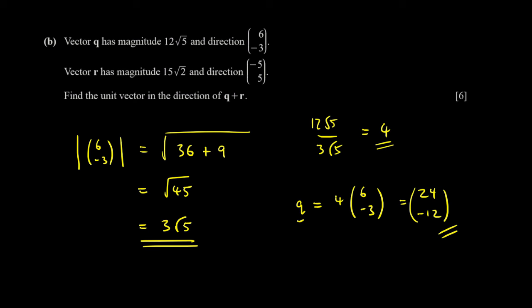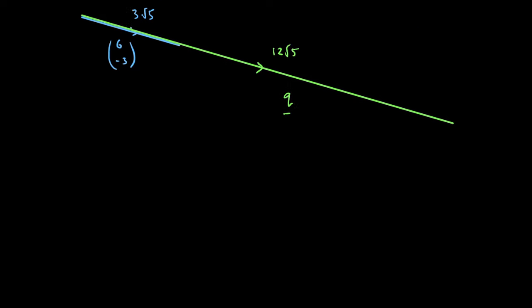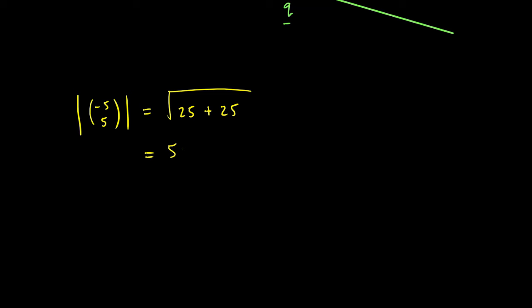All right, let's do the same thing for vector r. So this has got direction (-5, 5). So we're going to find the magnitude of that guy. The magnitude of (-5, 5) is equal to the square root of (-5) squared, which is 25, plus 5 squared, which is 25. So that's the square root of 50. 50 is 25 times 2. So that's 5 root 2.